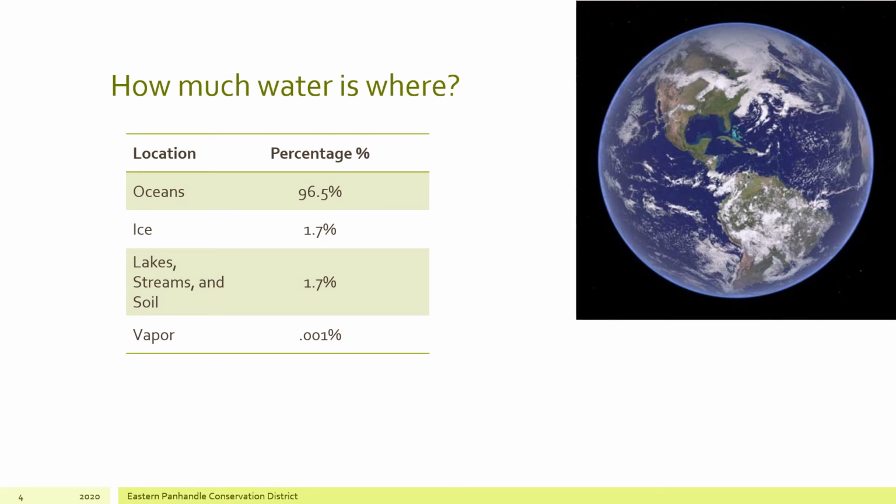And how much water is there actually on Earth? Our oceans take up the largest portion of our Earth, as seen in the picture, and that's almost 97%. The ice, like our glaciers or the North Pole and the South Pole, takes up almost 2%. Our lakes and streams, and even water deep underground beneath our feet, take up another 2%. And then water vapor, the water in the clouds that we can't always see, is 0.001%, a very small percentage.